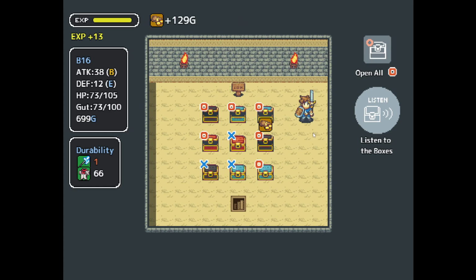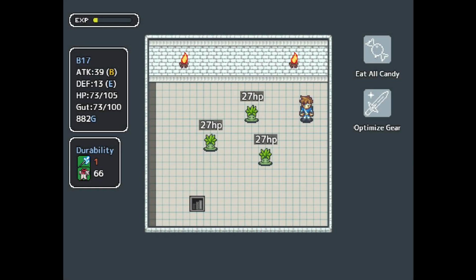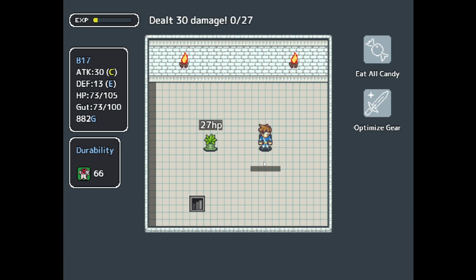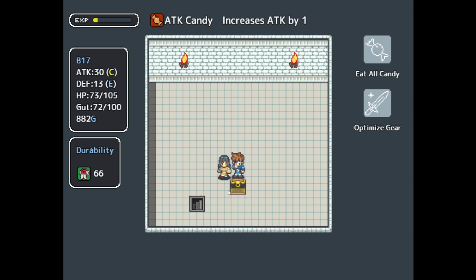Dominoes. Let's put away our 1 durability weapon here. Just punch a few things. Let's do some gardening.